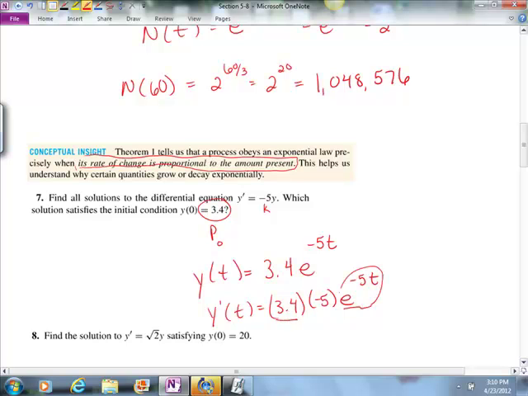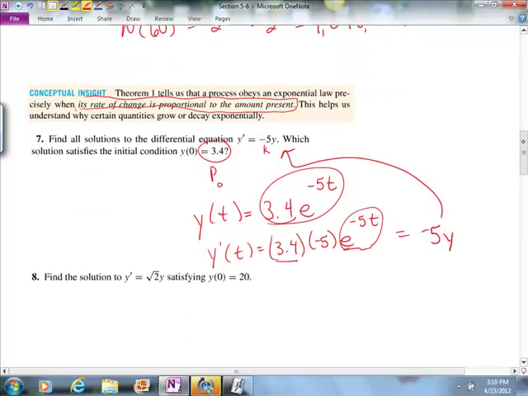3.4 e to the negative 5t, that was your y of t, and then you have the negative 5, so it's negative 5 times y of t, or just negative 5 times y, which is kind of the idea of this differential equation here. It seems kind of redundant, but it's just the nature of the exponential function, that when you take its derivative, it's just proportional to the original.